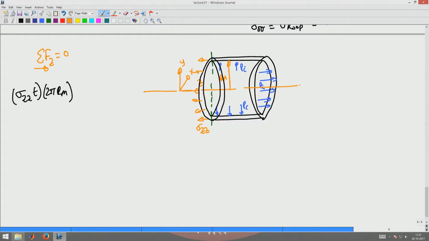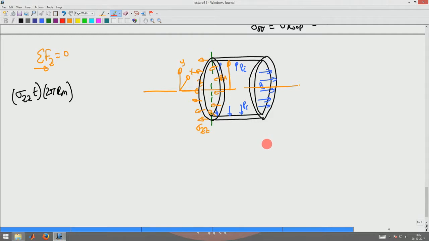Sigma zz is going to act like that over this entire circumference. So that is 2 pi r into T, the cross-sectional area of the cylinder on which sigma zz acts. Now, this has to be balanced by the pressure exerted by P_i on the lid there.